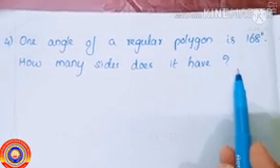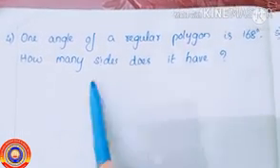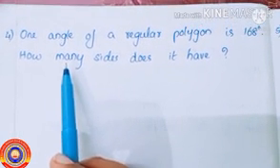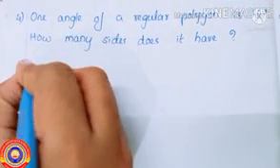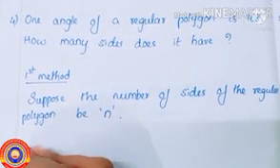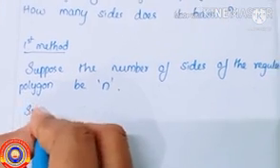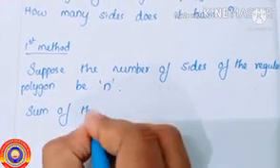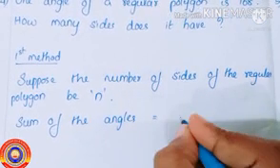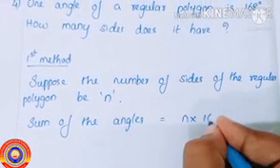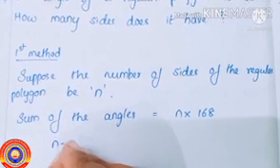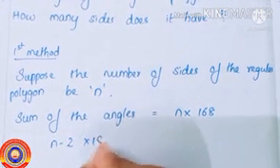Fourth question. One angle of a regular polygon is 168 degree. How many sides does it have? Here we can use two methods to solve this problem. The first method is, suppose the number of sides of the regular polygon be n, then sum of angles is equal to n into 168. Sum of angles is (n-2) into 180 degree.